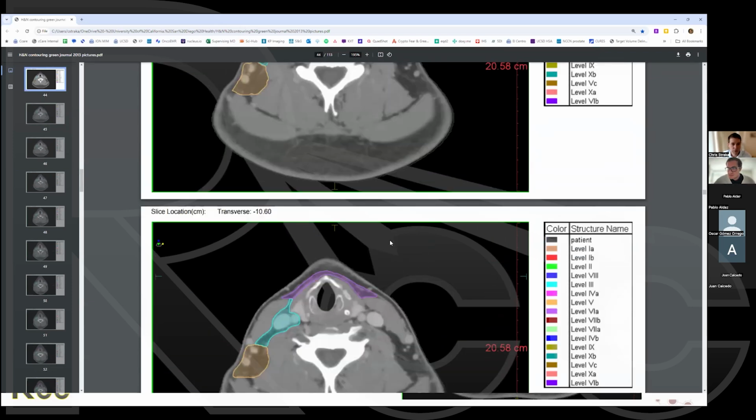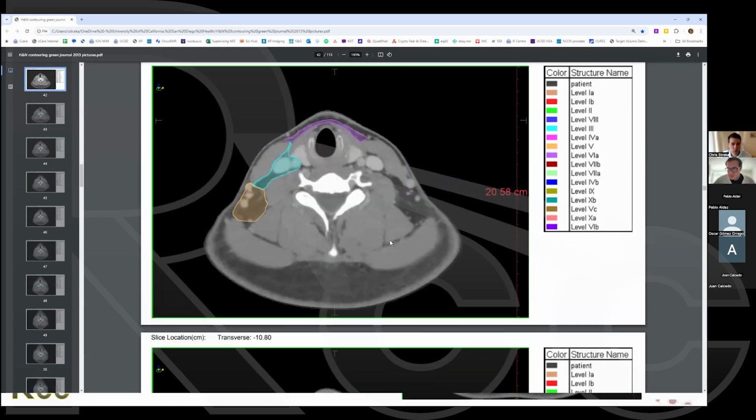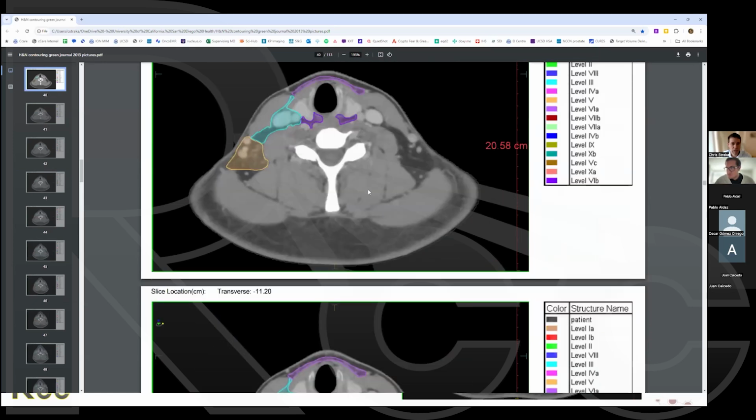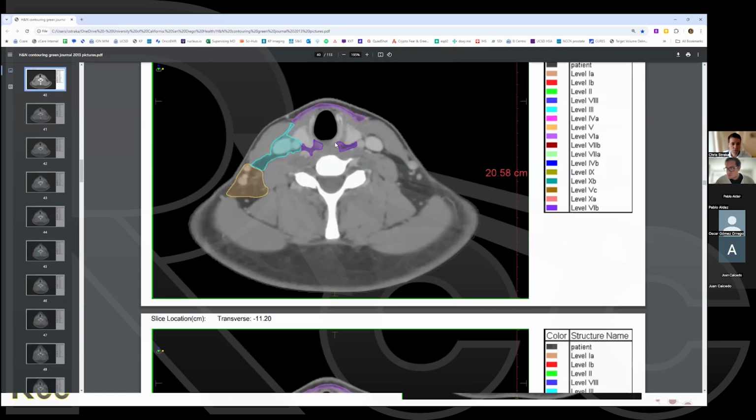And then as you get down below the cricoid, we'll start seeing level 6B coming into play. So that's the purple right here. And again, there's a lot going on here. Often when I'm contouring, if I'm just doing level 4, I often don't stop right here. I often will swing somewhat wide, and I think that's fine. We're now just at the top of the cervical esophagus, which would be right here.